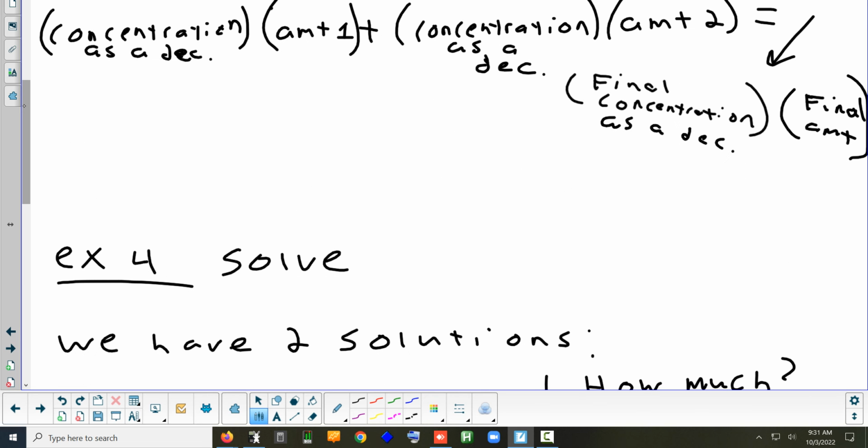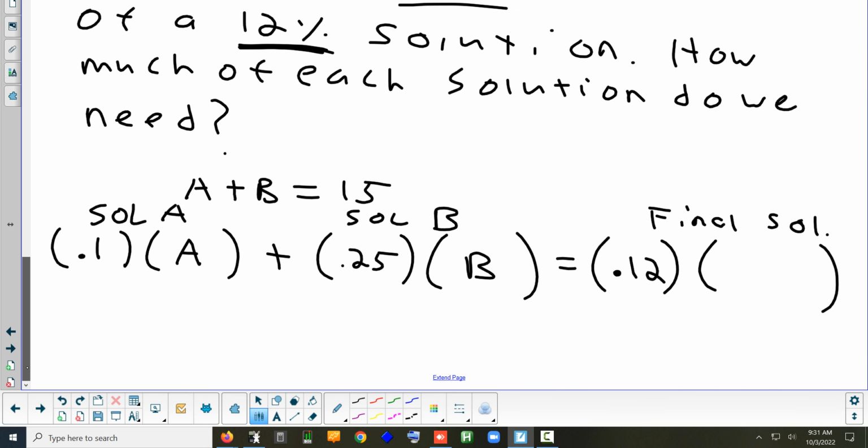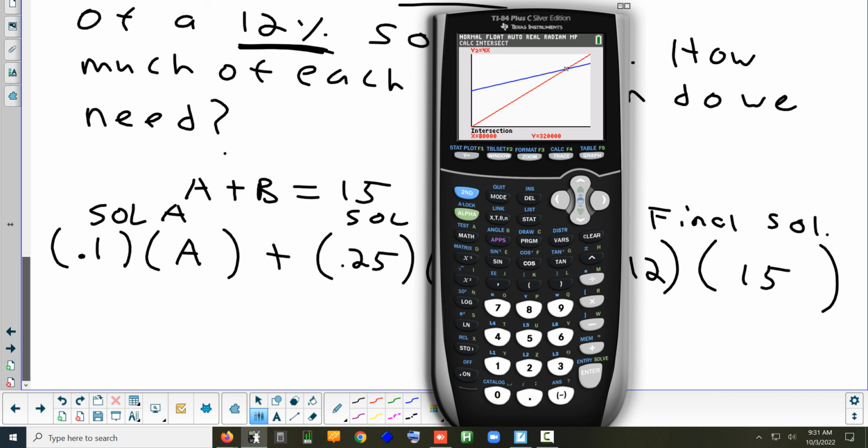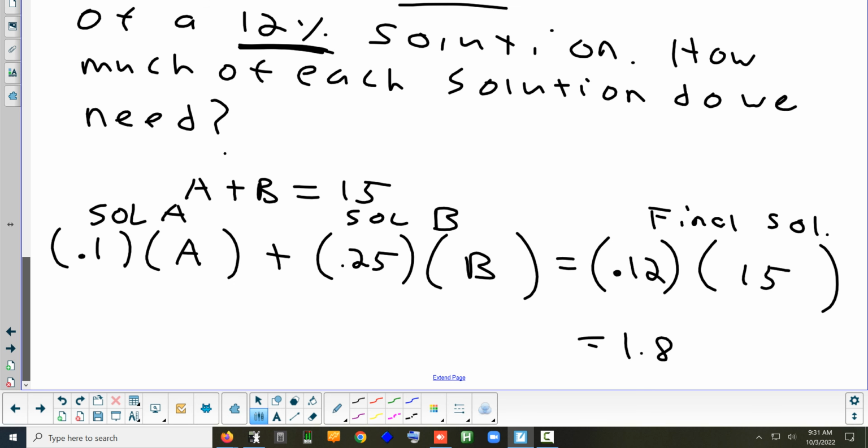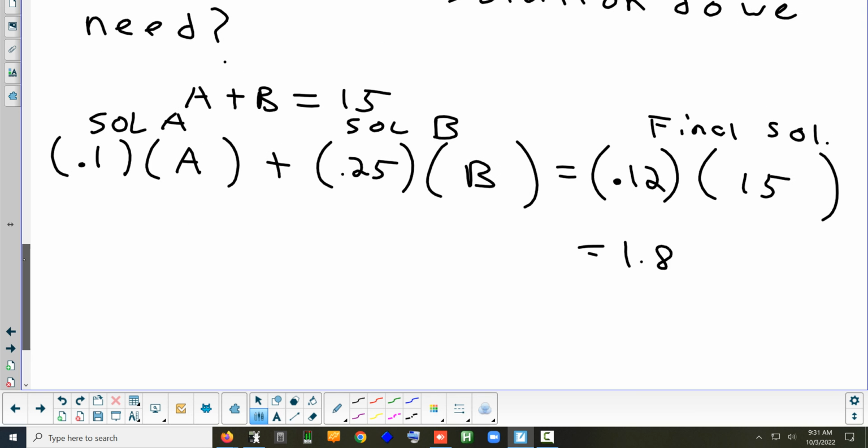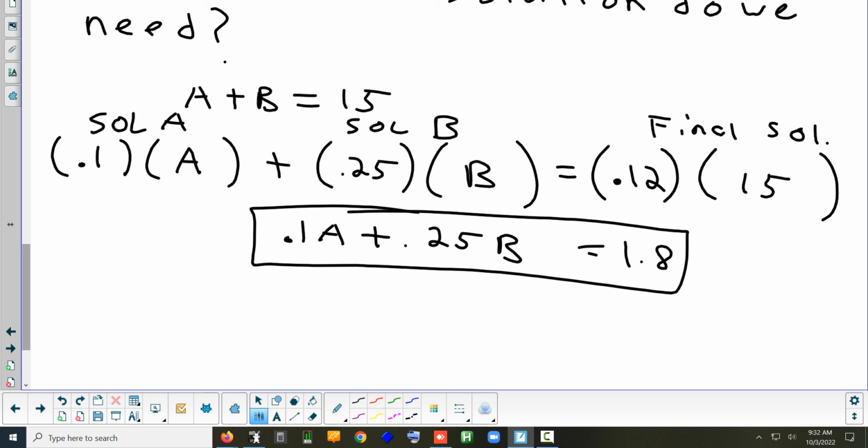And then what's the final amount that they wanted us to end up with? Is that the 15 liters? That's the 15 liters. So the right-hand side, we could just multiply those together and get that out of the way. 0.12 times 15. That's 1.8. Okay, so we got that out of the way. And let's write the left-hand side a little bit more compact. So that's 0.1A plus 0.25B. So there's your second equation. There's your first equation.